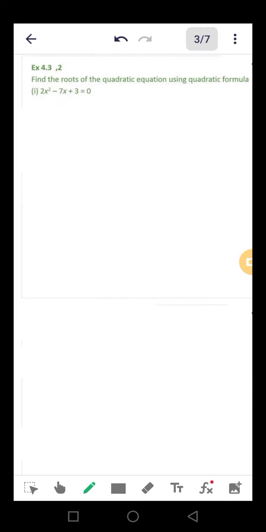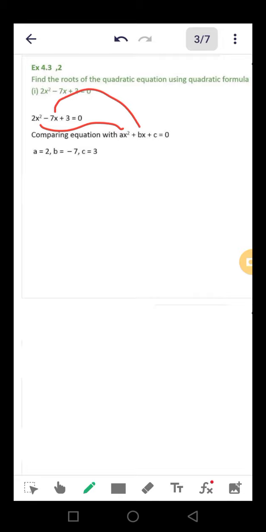Coming to the first question, find the roots of the quadratic equation using quadratic formula. First I'll compare this equation with ax square plus bx plus c, and find the values of a, b, c. The coefficient of x square is a, that is 2, the coefficient of x is b, that is minus 7, and the constant term is 3. This way you should first find a, b, c values, then find the discriminant.